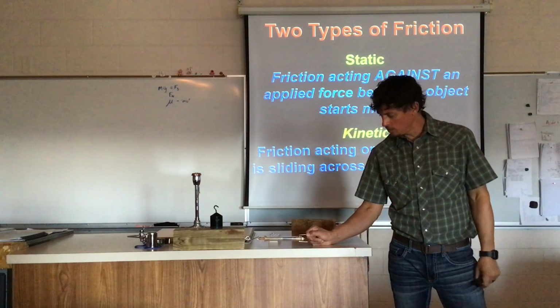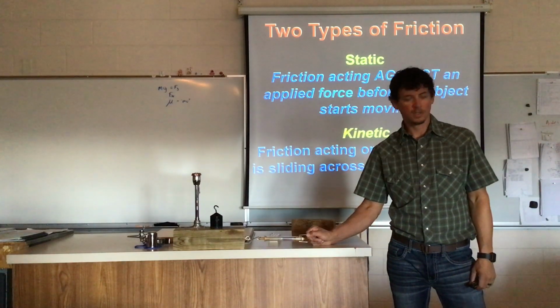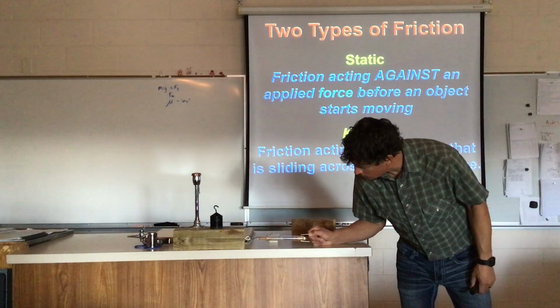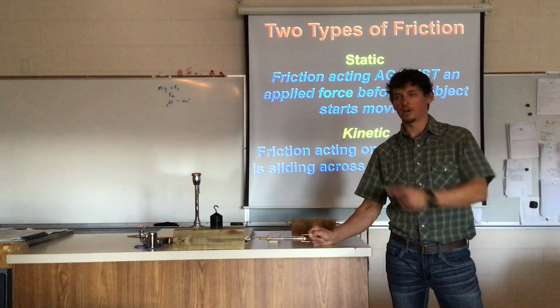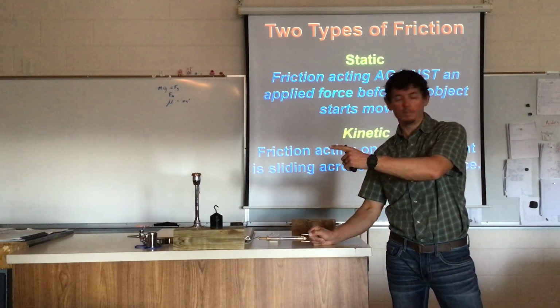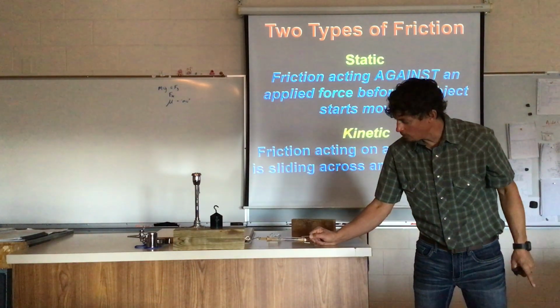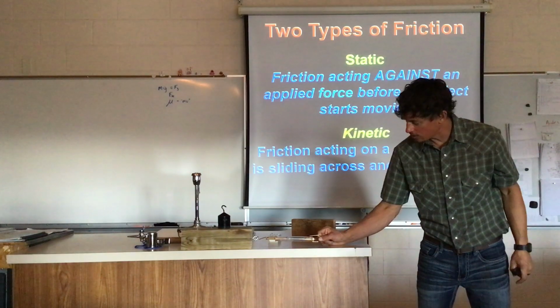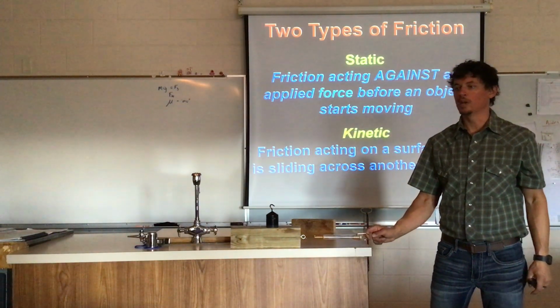If I do 2 newtons, static friction will pull back with 2 newtons. If I use 4 newtons, static friction's still holding it in place. If you were to do an FBD, 4 newtons here, 4 newtons for static friction. It will simply match me until I overcome static friction, and now we're into kinetic friction.